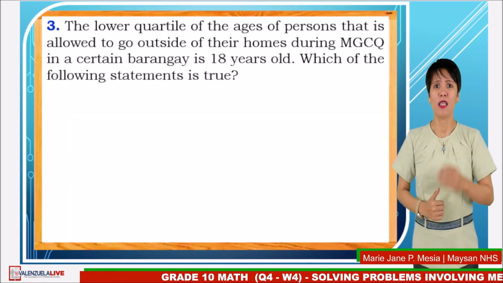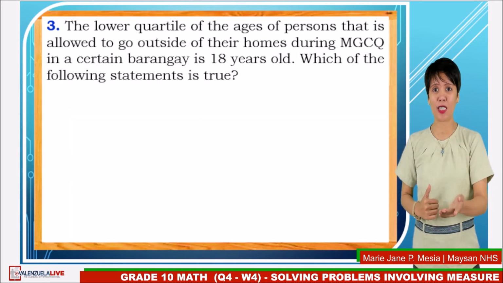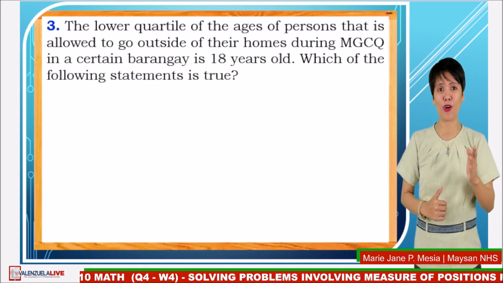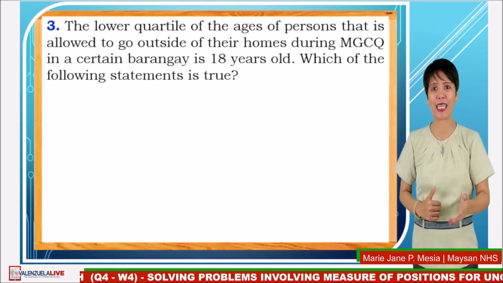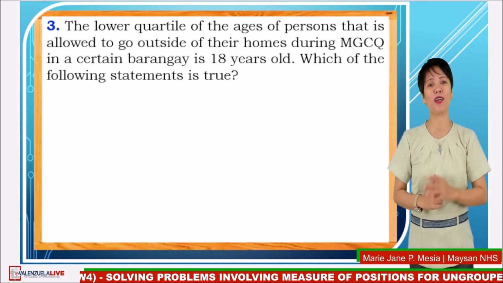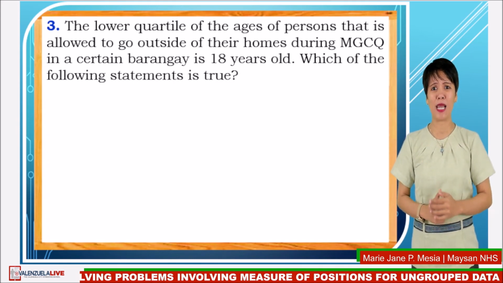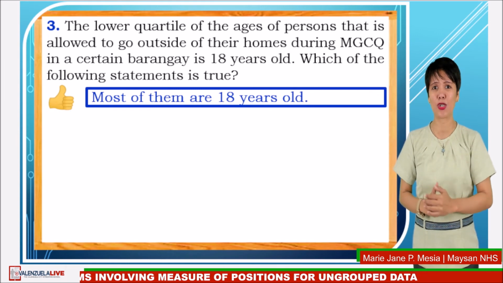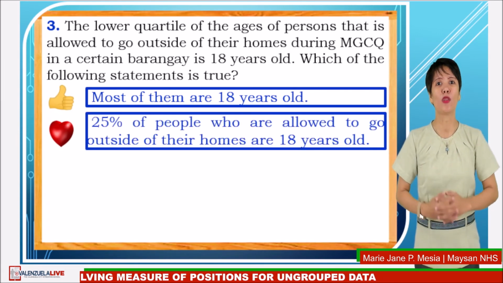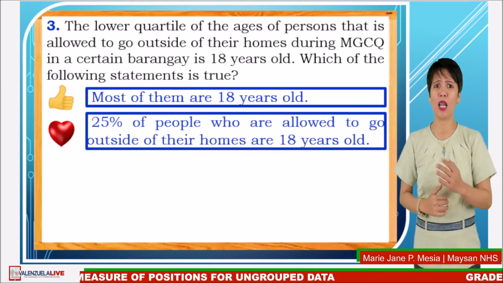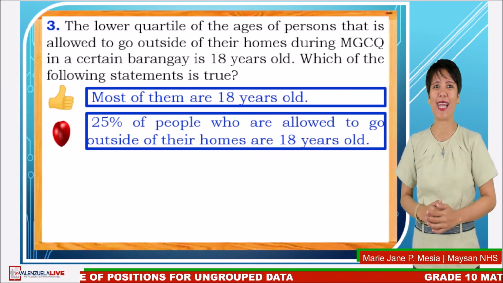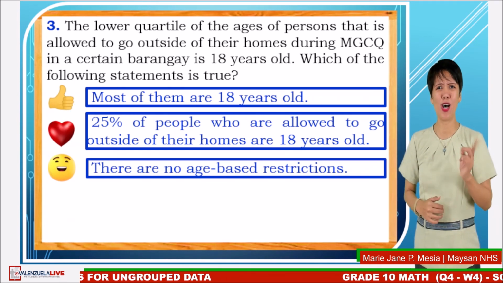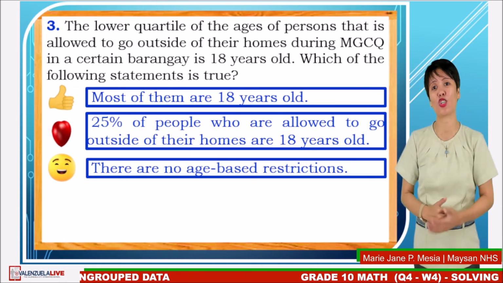Number 3. The lower quartile of the ages of persons that are allowed to go outside of their homes during MGCQ, or Modified General Community Quarantine, in certain barangay is 18 years old. Which of the following statements is true? In like emoji, most of them are 18 years old. In heart emoji, 25% of people who are allowed to go outside of their homes are 18 years old. In haha emoji, there are no age-based restrictions.